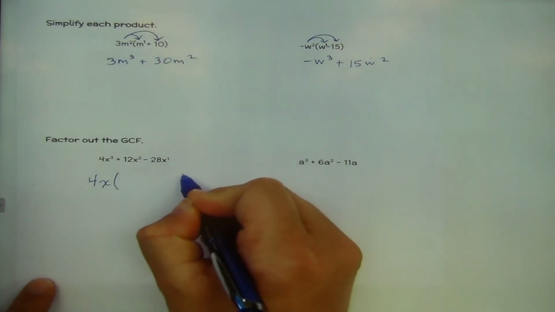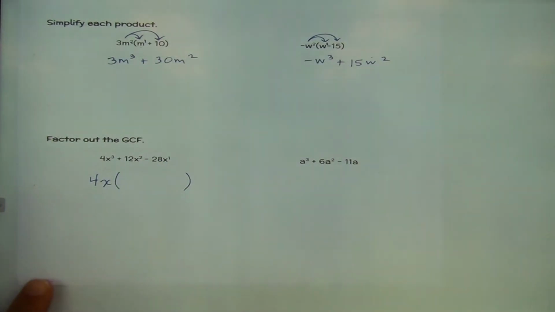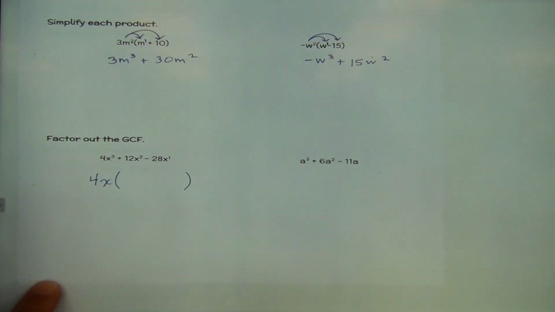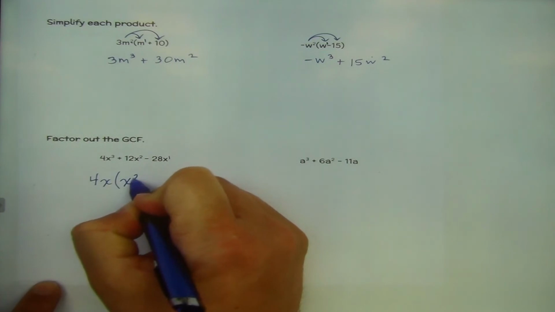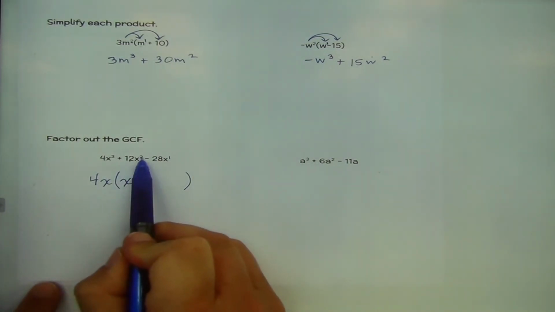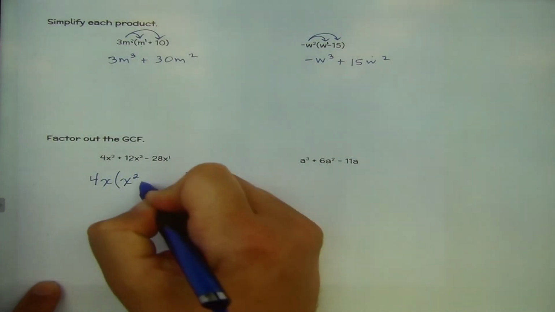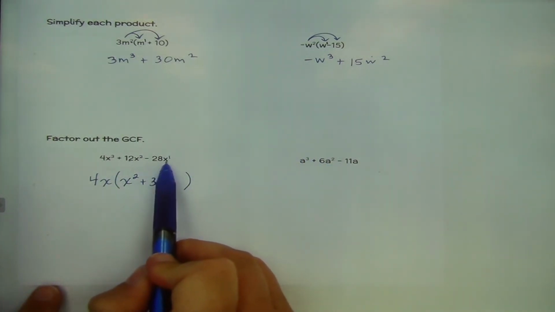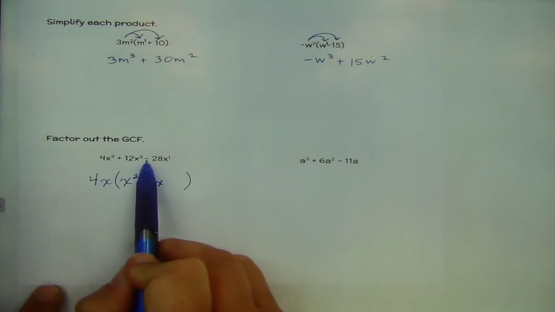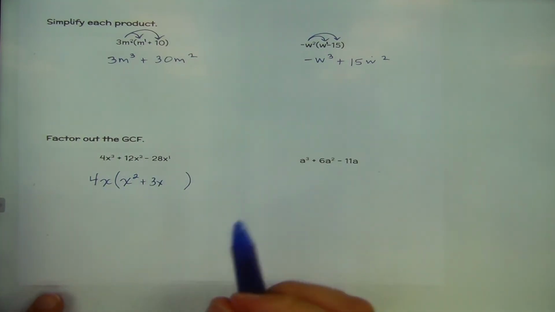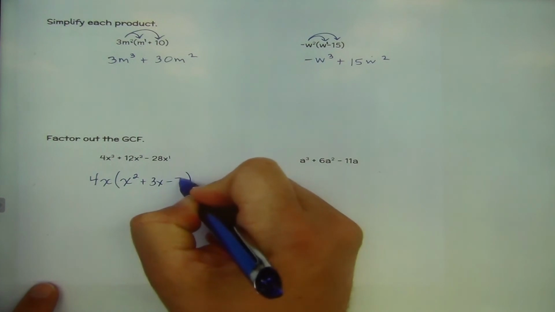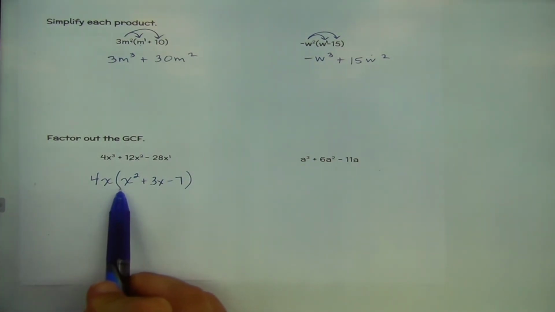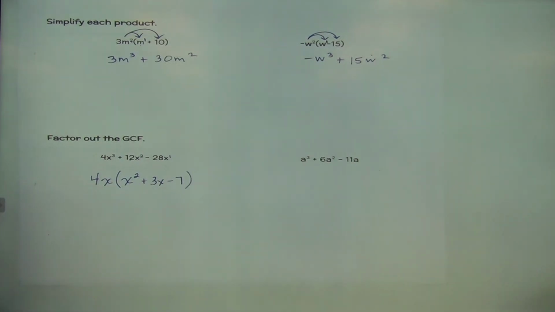Now I need to divide all three terms by 4x. So 4x cubed divided by 4x is x squared. 12x squared divided by 4x is going to be plus positive 3x. And then negative 28x divided by 4x is just going to be minus 7. So I'm left with 4x times x squared plus 3x minus 7.